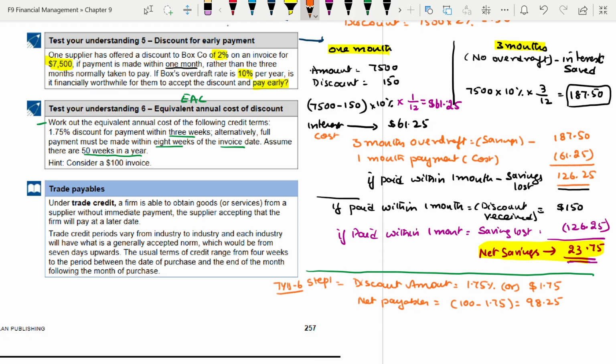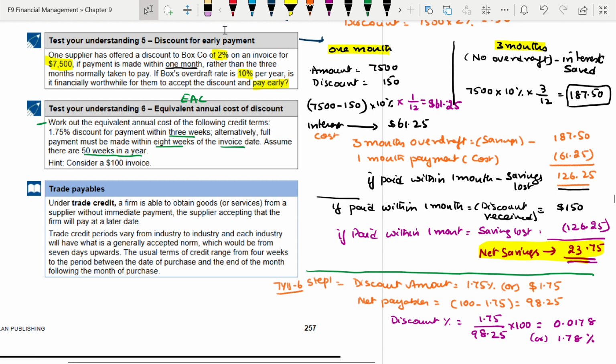Okay. Now, what is the discount percentage? We take into consideration the discount percentage. Discount percentage is 1.75 divided by 98.25 times 100. It comes to 0.0178, or 1.78%.